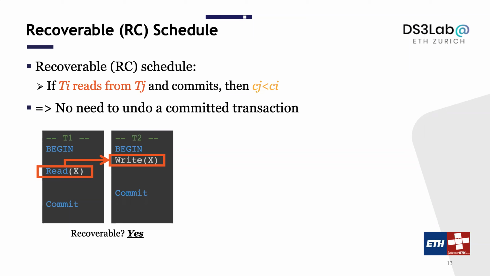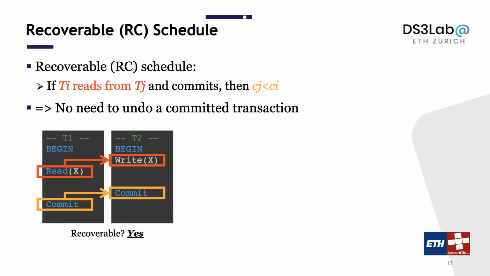So that's what these two red rectangles and this red line try to capture. On the other hand, when T1 reads from T2, I also have the commit time of T2 being earlier than the commit time of T1. So you can see this parallel structure. T1's read happens after T2's write, but on the other hand, T1's commit also happens after T2's commit.